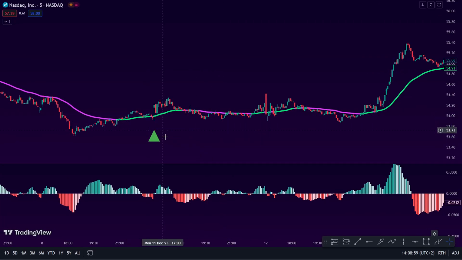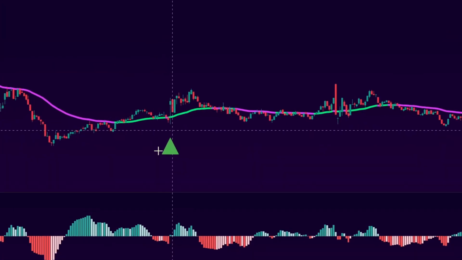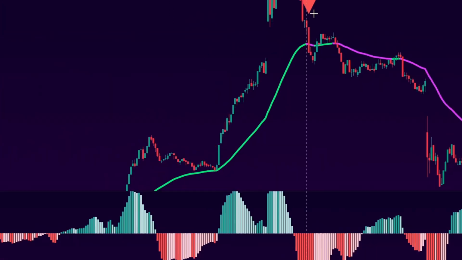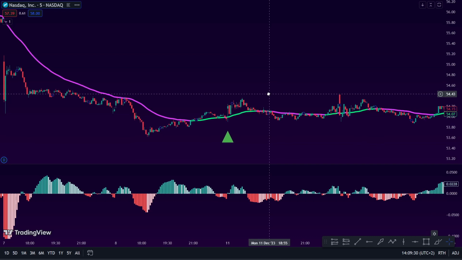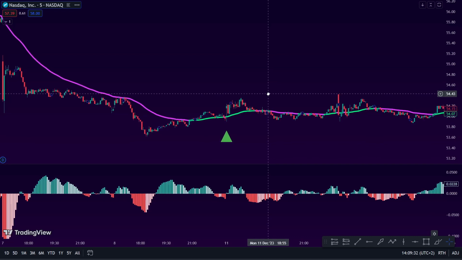The main idea of our system is to generate signals with these green and red labels. When you conduct a backtest, you will see the signals this video provides.